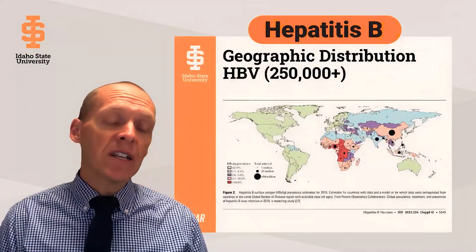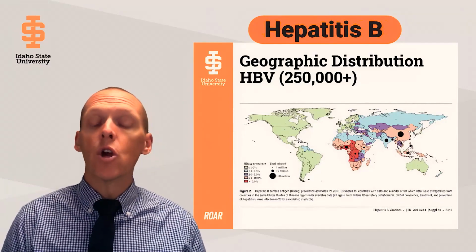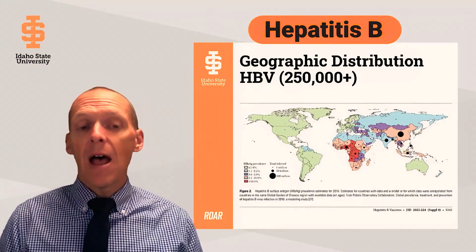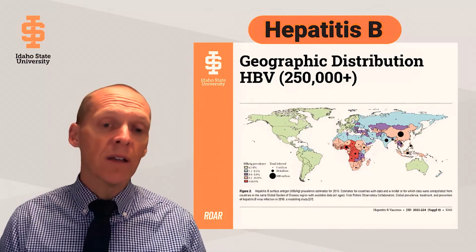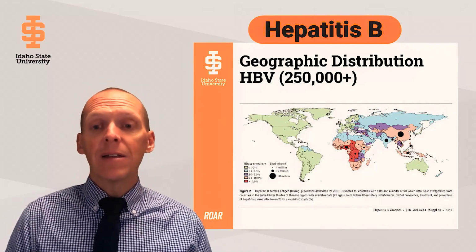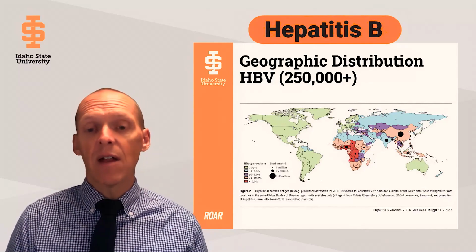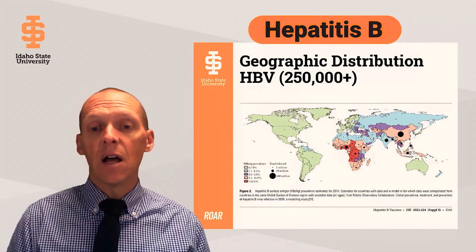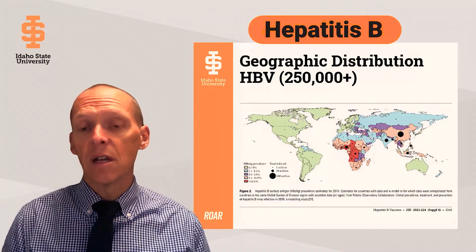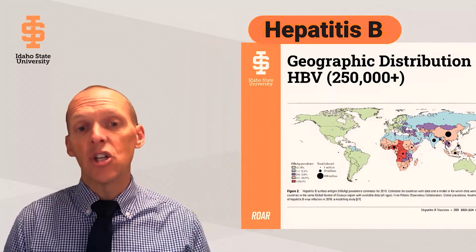Looking at the geographic distribution of hepatitis B, it is very prevalent worldwide. However, in the U.S., it has a very low prevalence. But in India and parts of sub-Saharan Africa, you can see much higher rates of hepatitis B, as well as in China and Southeast Asia.